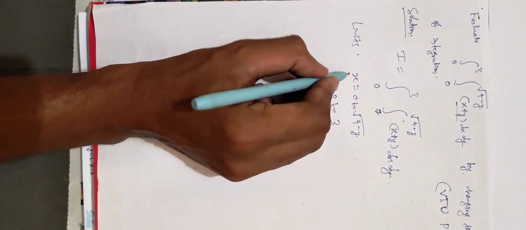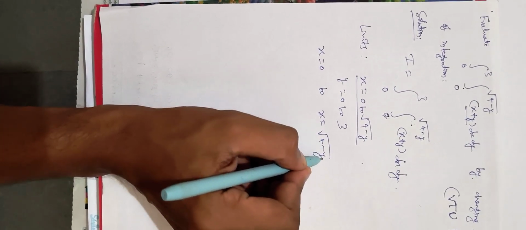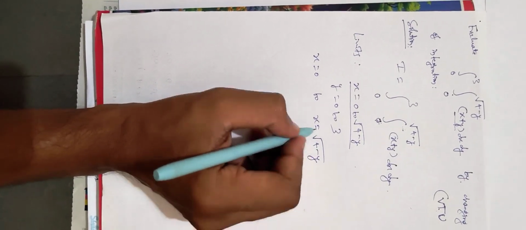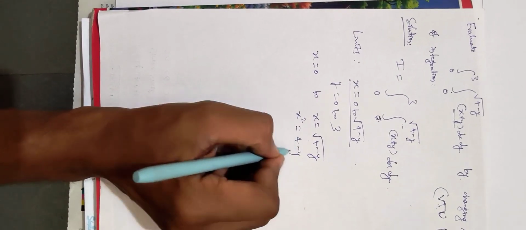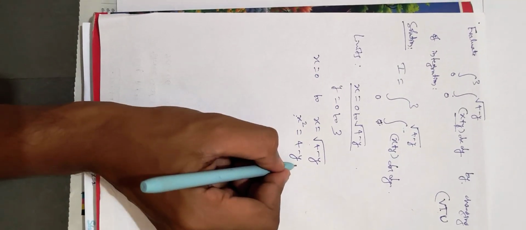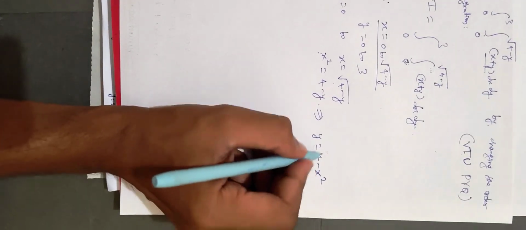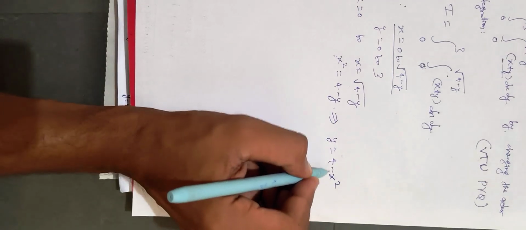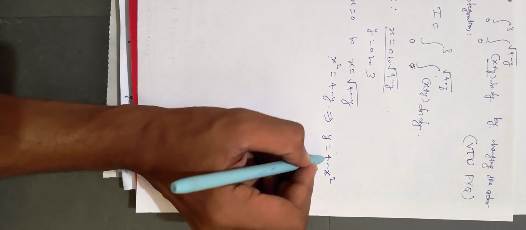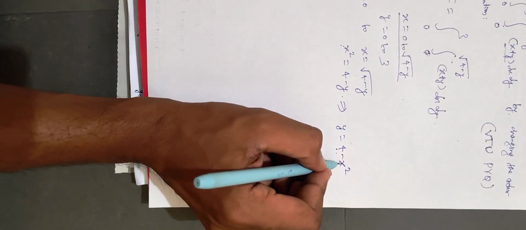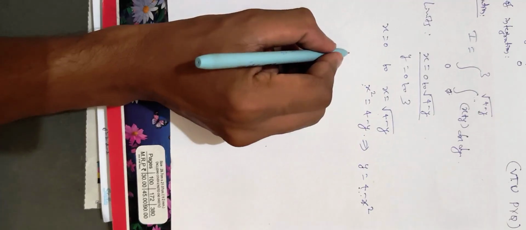First, x is running from 0 to under root 4 minus y. What is the graph of this one? To identify it, let's square on both sides. What will we get? x square is equals to 4 minus y. Now take this y to this side and x square to the other side, so this becomes y is equals to 4 minus x square. What is the graph of this one? This is an opening down parabola, because the coefficient of x square is negative here. So let's see the graph.